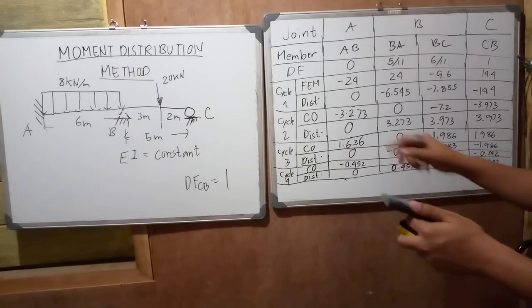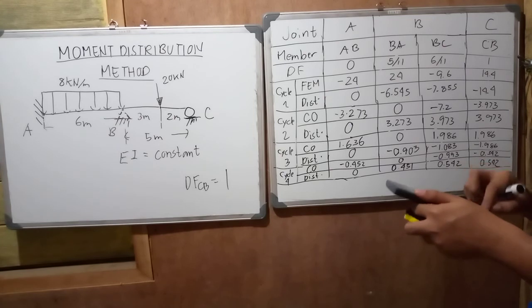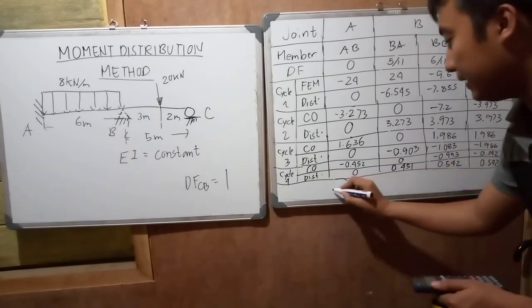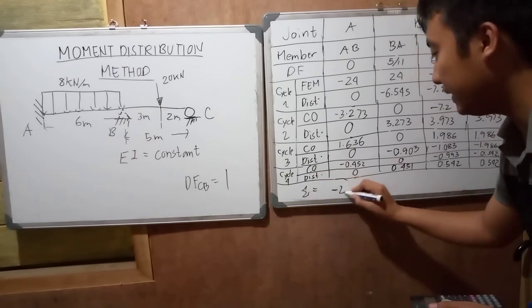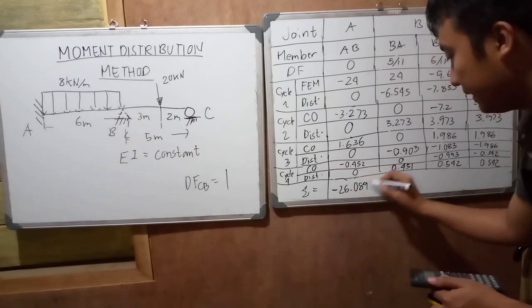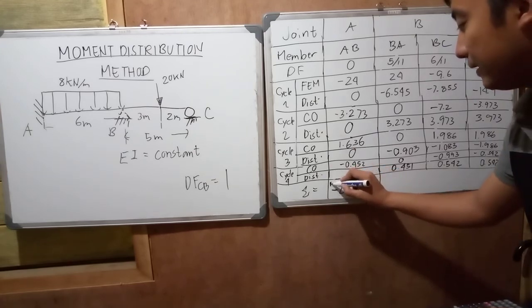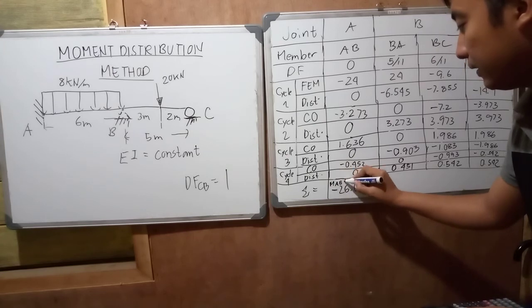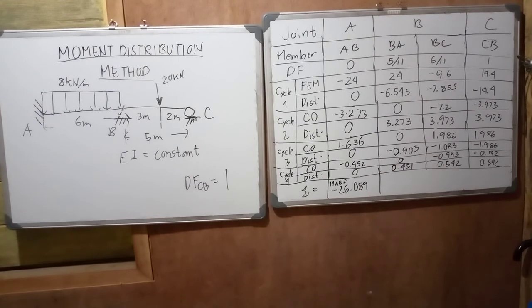So, negative 24 minus 3.273 plus 1.636 minus 0.452 is negative, yung sum natin is negative 26.089. So, this is the moment at AB. Okay. So, ganyan. Kita ba?